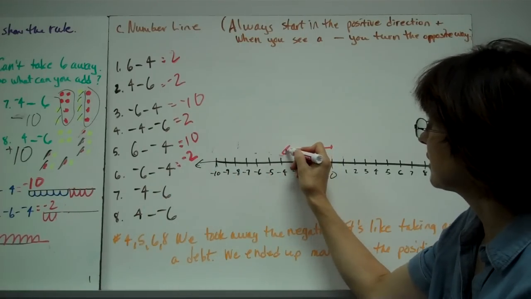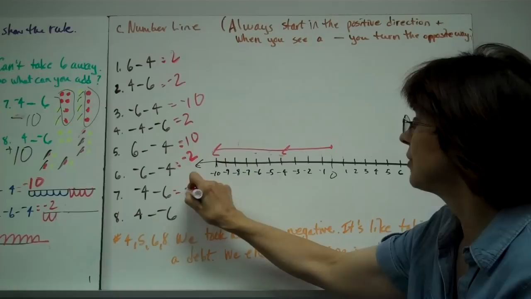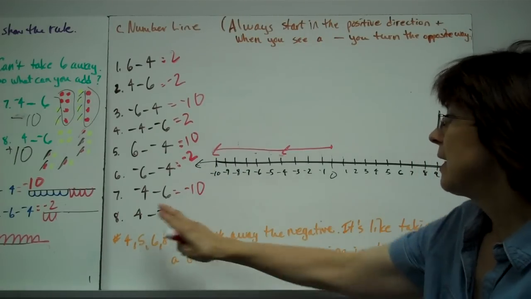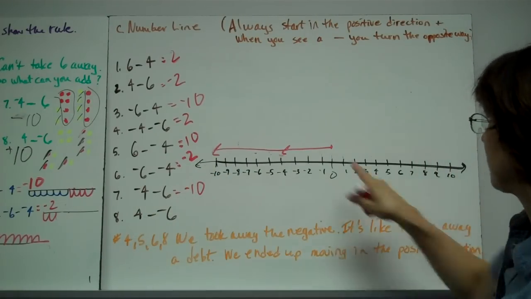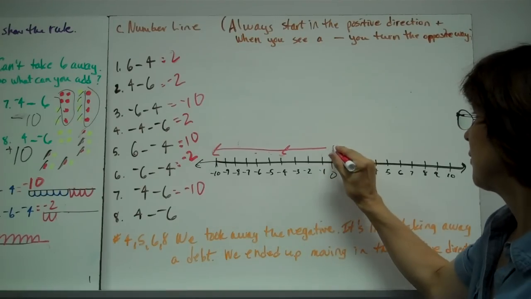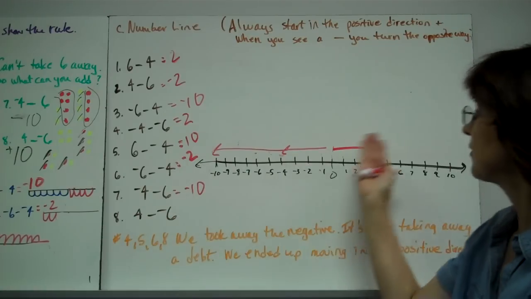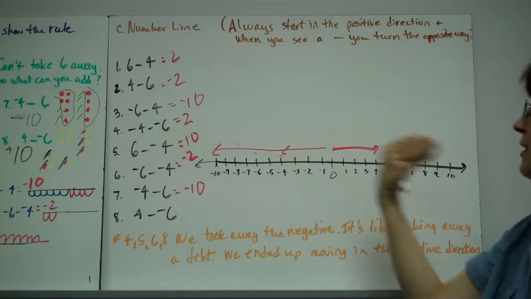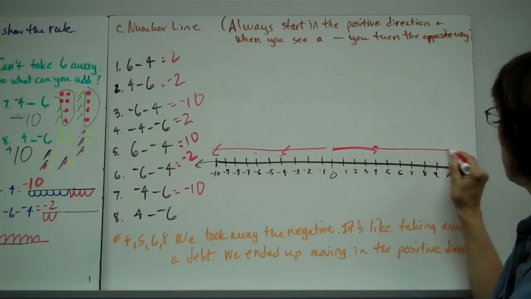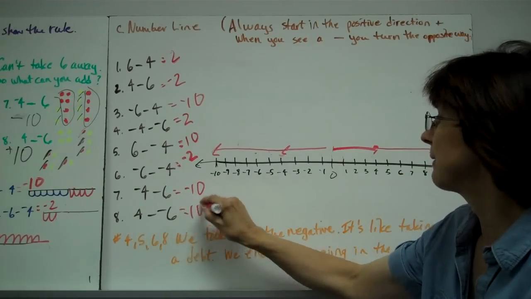I go down 6, 6 more down, and that's going to be equal to negative 10. Okay, next one is, I start with 0 to 4, and then I'm facing positive, but then I got a negative, so I got to go to the left, and then another negative, so I go back to the right, up 6. So I go all the way up to 6, and that gives me a positive 10.